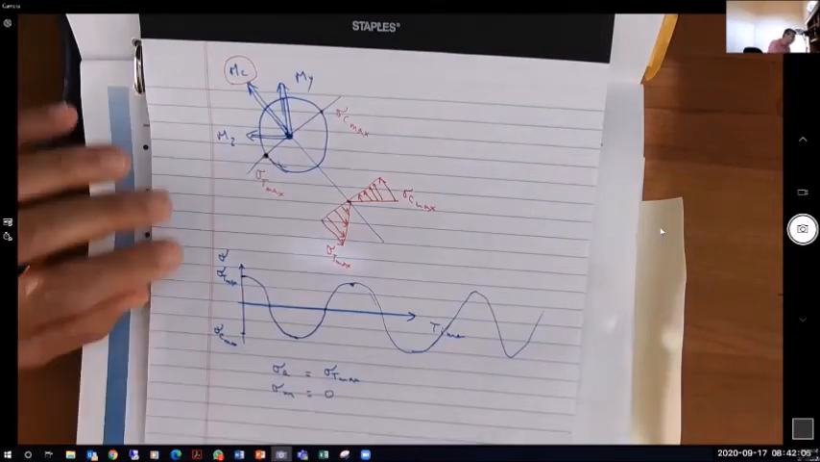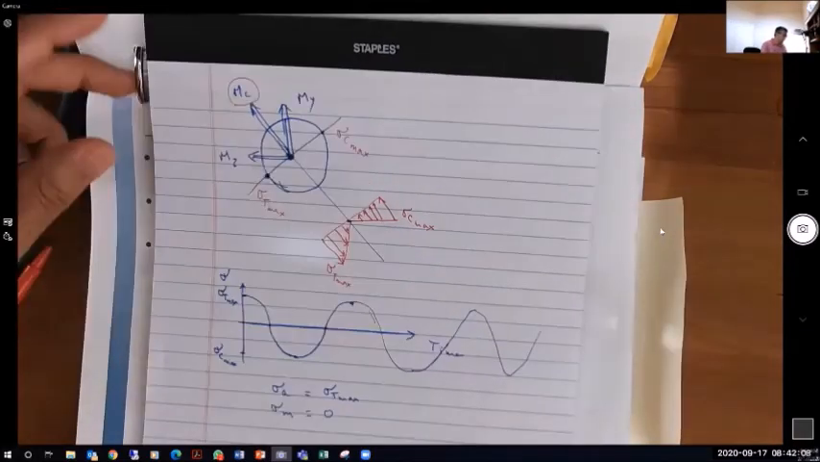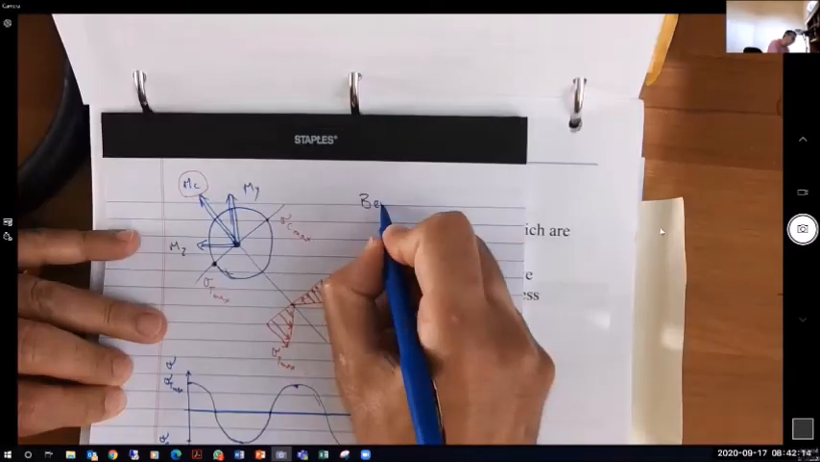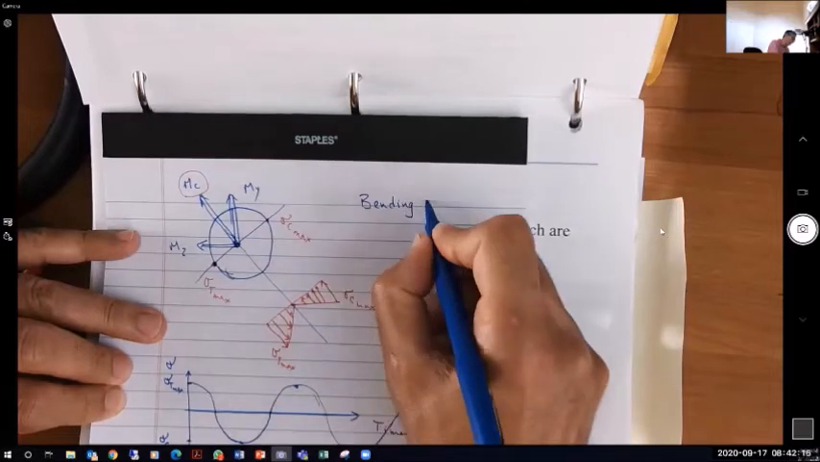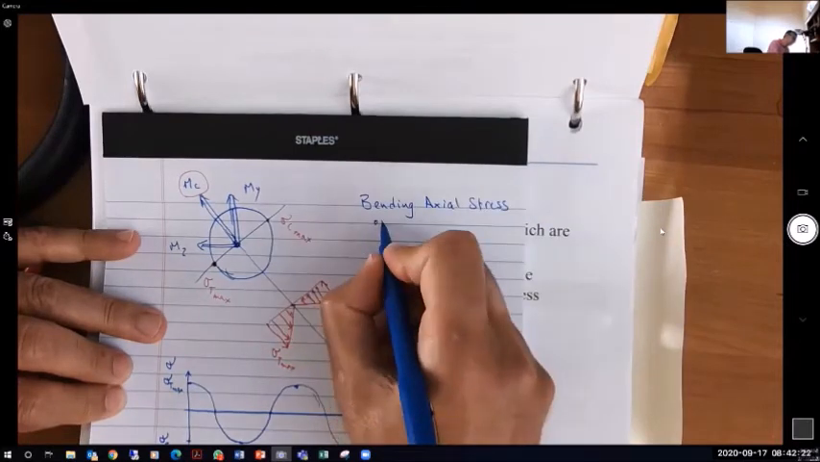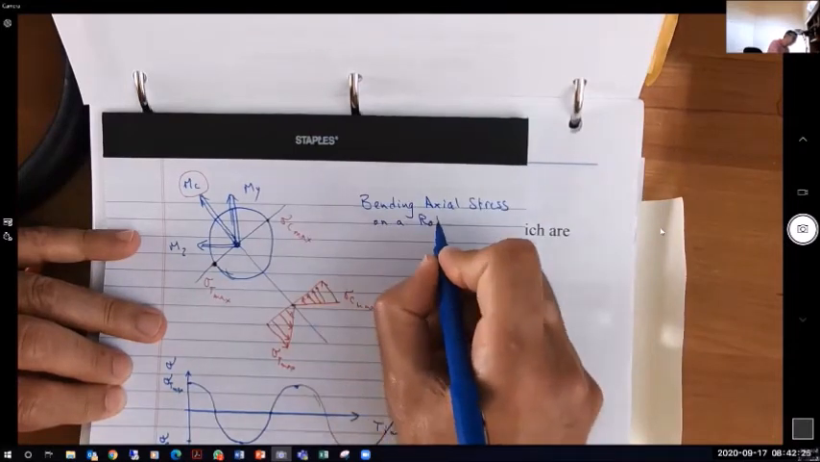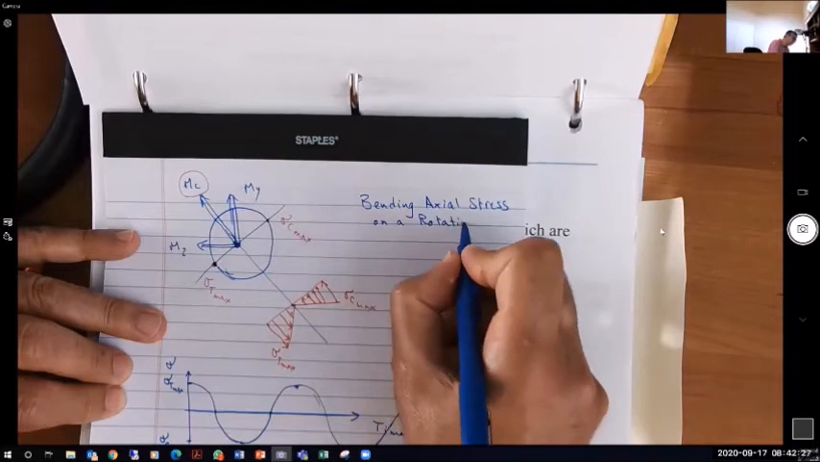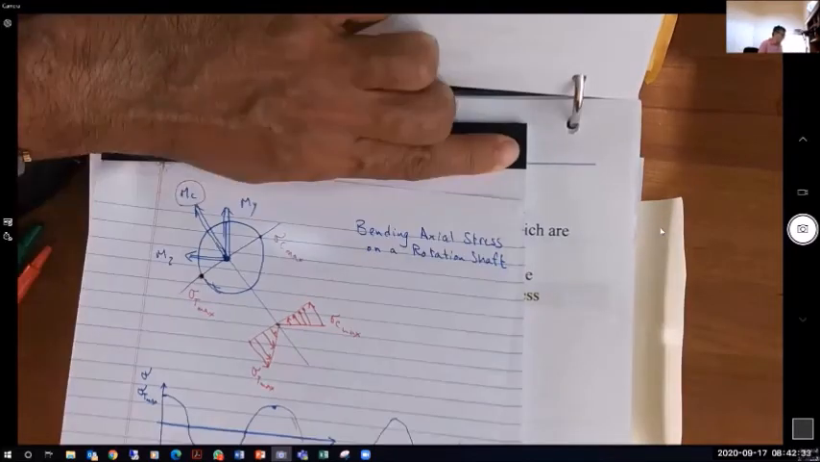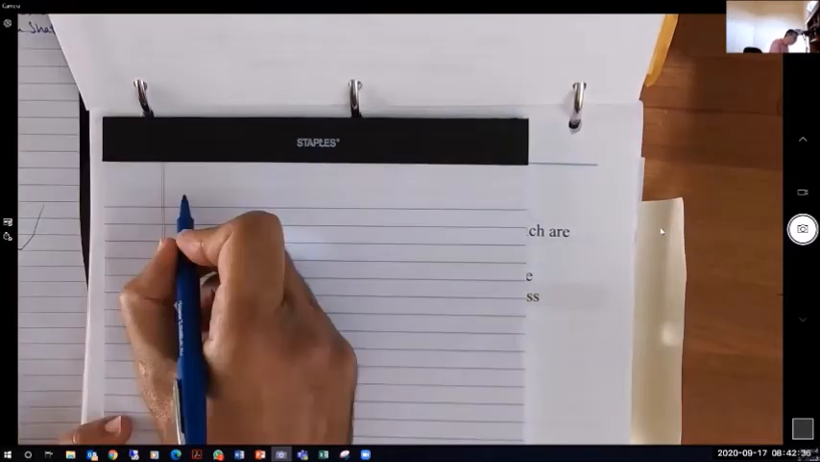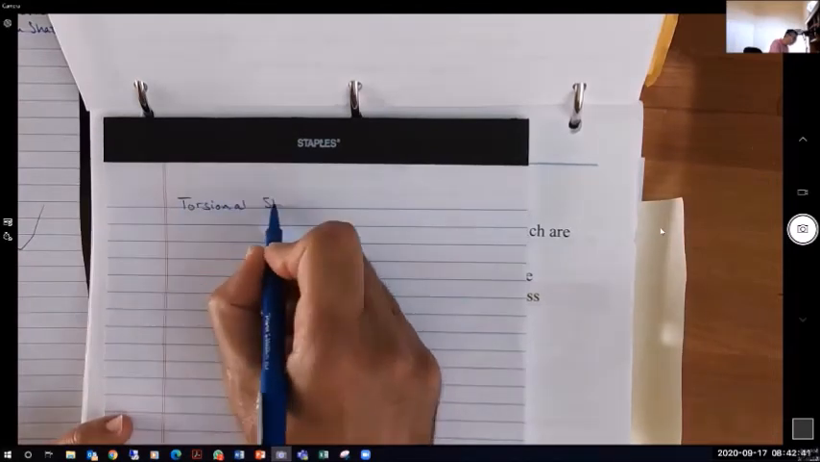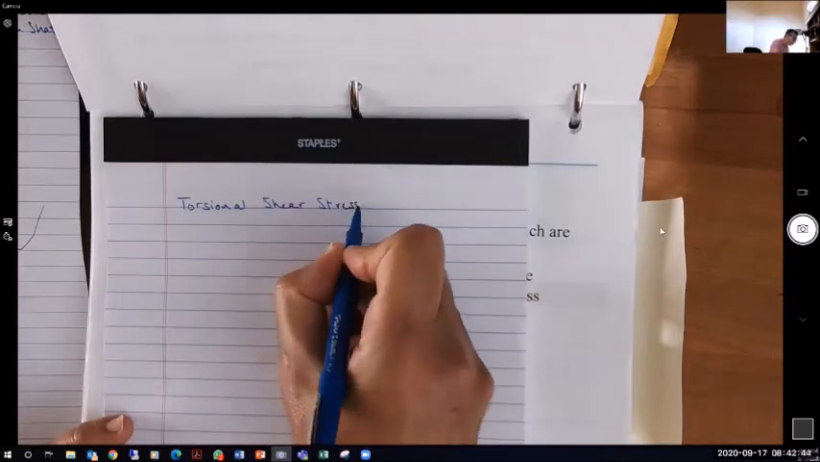So now if I look at the torsional shear stress, this is in regards to the bending axial stress on a rotating shaft. Let me do the same for torsional shear stress on the rotating shaft.